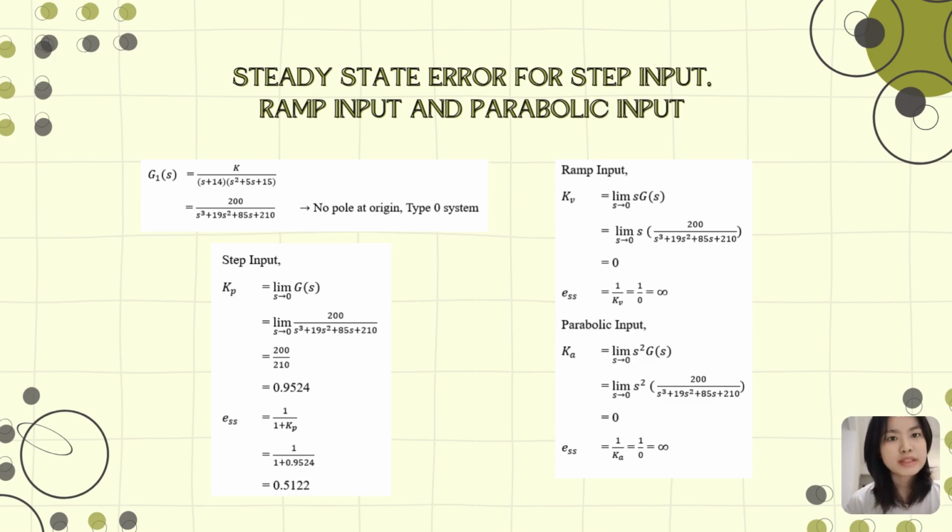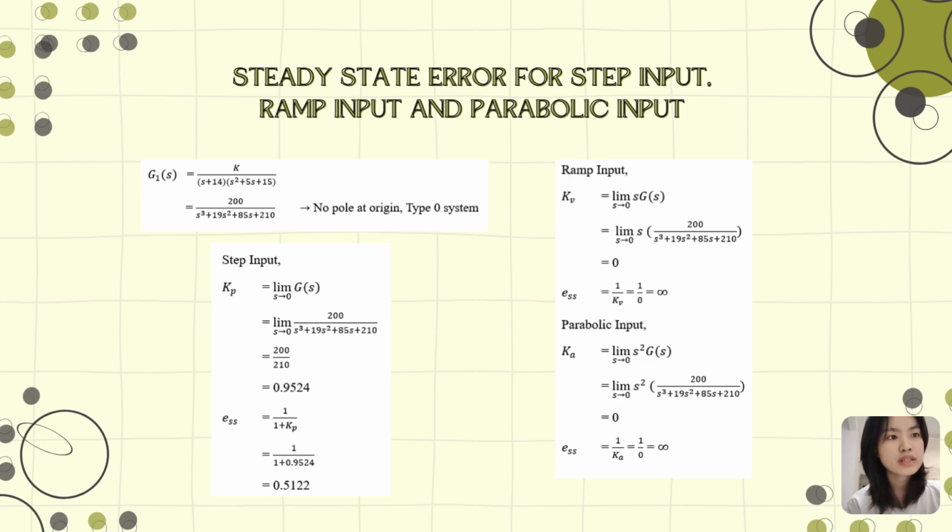Hi, my name is Marcelina Wilfred, and now I am going to explain the calculation for the step input, Kp. The formula is the limit as s approaches 0 of G(s). We change the value of K to the constant 200, so we will get the final answer 0.9524. To find the steady state error, it is equal to 1 over 1 plus Kp. So we just put in the value of Kp and we will get the final answer, which is equal to 0.5122.